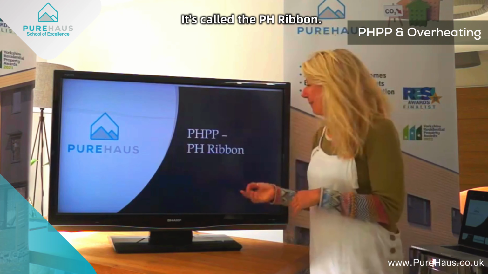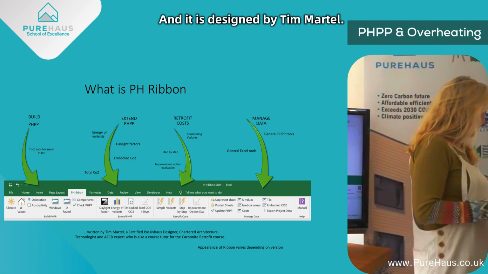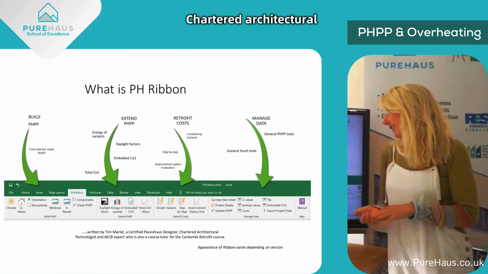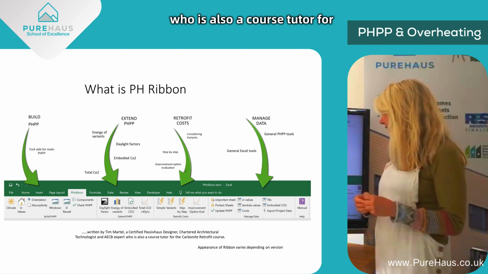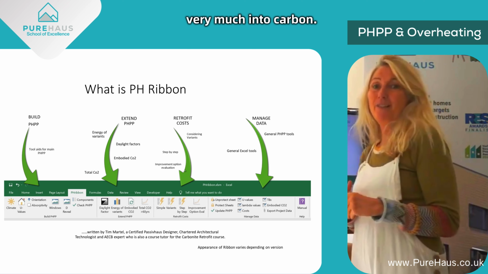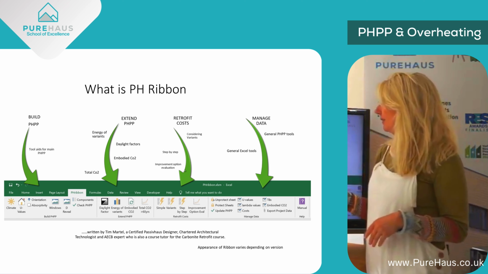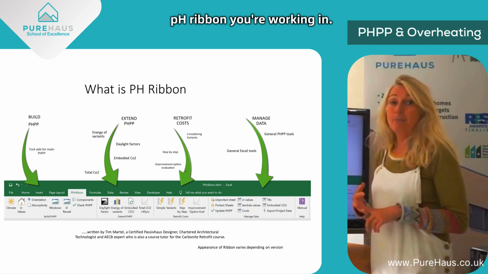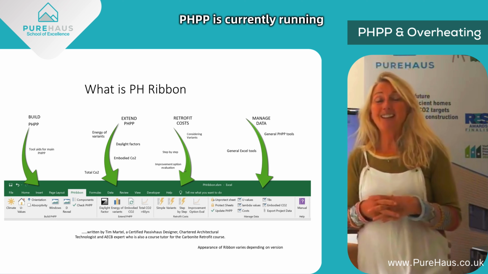It's called the pH ribbon, and it is designed by Tim Martel. He's a certified Passivhaus designer, chartered architectural technologist, and AEC expert who is also a course tutor for carbon light retrofit, very, very much into carbon. The appearance of your pH ribbon will vary depending on which edition of PHPP or pH ribbon you're working in. Obviously, I'd strongly encourage you to be up to date.